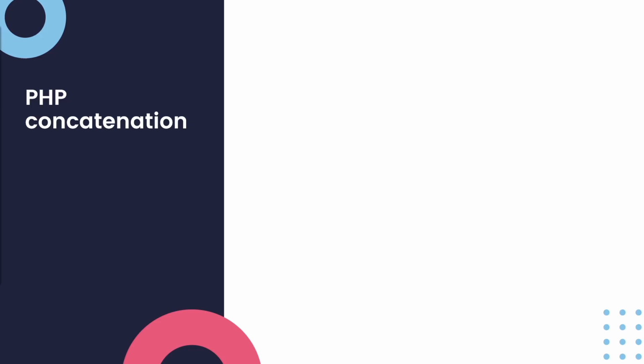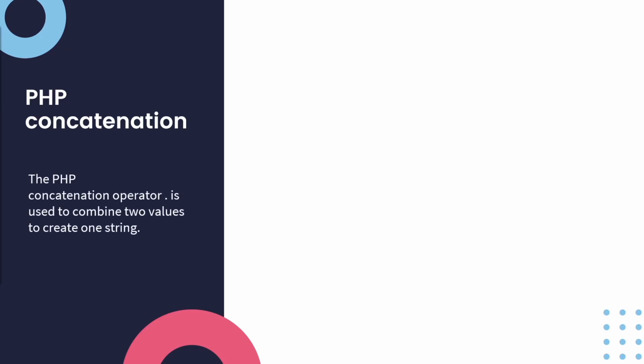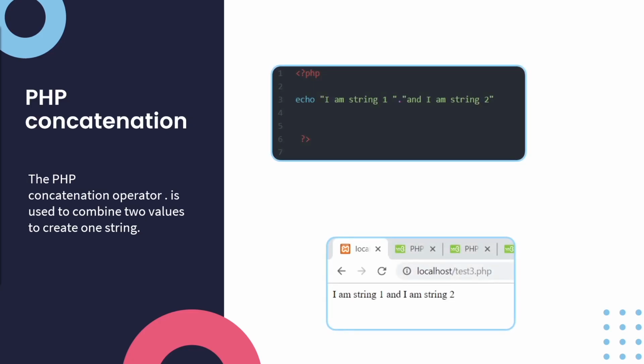Now, you may have seen concatenation in action with a couple of the examples that we've already covered, but this one is very easy to understand. In PHP, the concatenation operator is essentially just a full stop, and this is used to combine 2 values. So we could combine 2 strings or 2 integers, or a string and an integer if we wanted to, and this is an example of what that would look like.